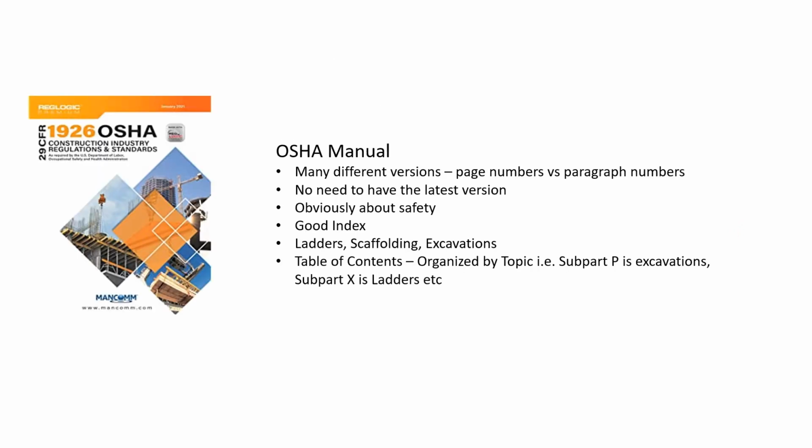They're laws. Okay, you've got your OSHA manual. Now, there's many different versions of the OSHA manual. If you don't have this one, that's fine. Usually when I talk about the OSHA manual, I talk about paragraph numbers, not page numbers, because page numbers are going to change from manual to manual. Paragraph numbers are going to start the same, are going to read the same. There's no need to have the latest version.